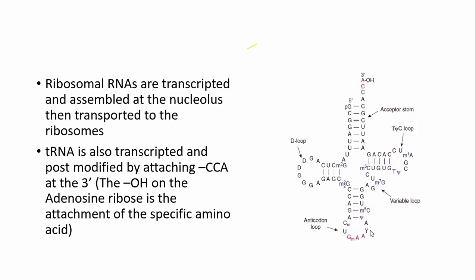Now, generally speaking, your ribosomal RNAs are transcribed and assembled at the nucleolus and transported to the ribosomes. As well as your transfer RNA is transcribed, and there is also post-modification to add this one. Okay? This is your CCA end. This end is the one that attaches to your specific amino acid. This is your anticodon loop. This is the one that attaches to your messenger RNA. Ito yung nag-identify ng specific amino acid na ikakabit dito. Tapos ito, nagsastabilize siya. Pag-uusapan pa natin ito during translation.